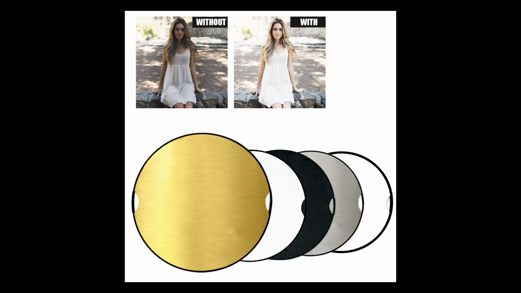These round circular discs are called photography reflectors. They are lightweight and also very portable. This is quite an easy solution for photographing portraits when the sun is behind your subject. Another big plus is no batteries are required for reflectors.